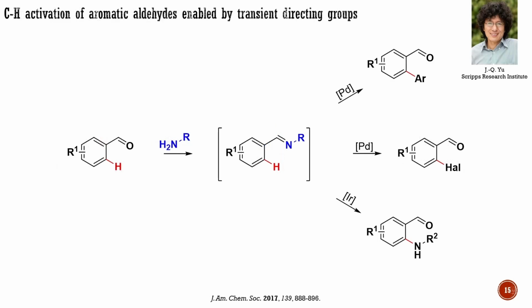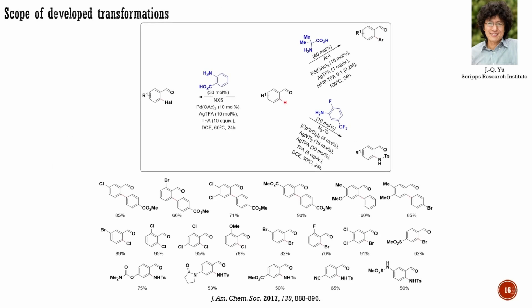The group led by you from the Scripps Research Institute was among the first to develop this chemistry. In their recently published work, they identified three different transient directing groups for metal-catalyzed CH halogenation, arylation, and amination reactions. All were based on in situ Schiff base formation between the starting aldehyde material and transient directing groups, which included various anilines and amino acids. A portion of the substrate scope is presented here.